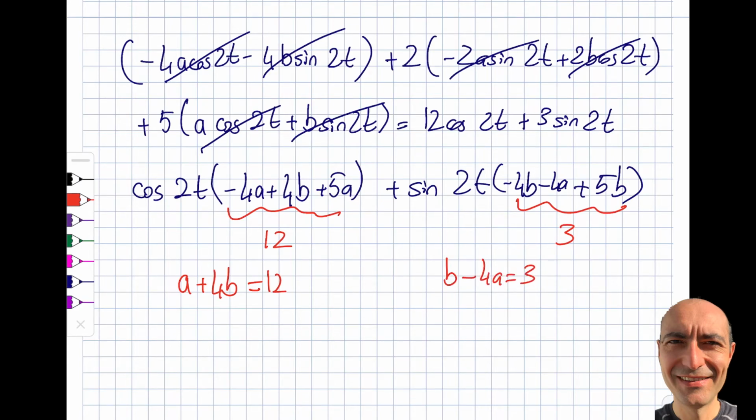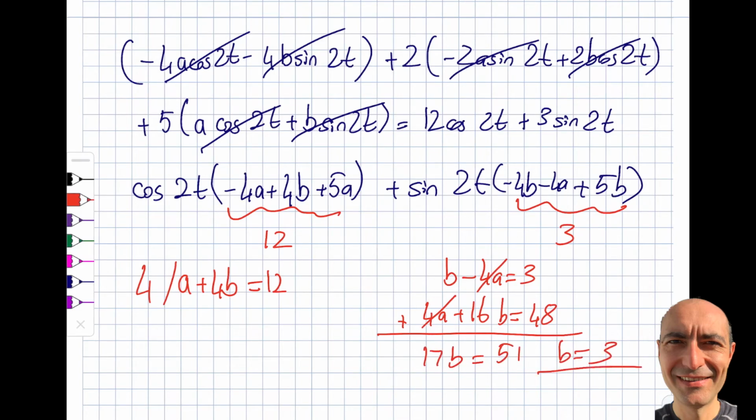Why don't I go ahead and multiply this by 4, right? This whole thing. So I'll get 4a plus 16b is equal to 48. Do you see, if I sum them up side by side, these 4a's will cancel. I'll get 17b is equal to 48 plus 3, which is 51. So you can see from here b is 3, right? So if b is 3, this is 3. Now 4a is 0, right? A is equal to 0 then.